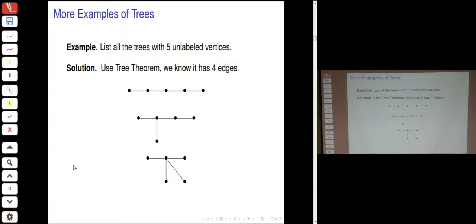So what do we know? We know that if it's a tree with 5 vertices, it has exactly 4 edges. This is a theorem we know. Now, how can we organize the 4 edges? We look at the possible degree of a vertex. The maximum degree it can have is 4. You only have 4 edges, so the maximum degree a vertex can have is 4. Suppose you have a vertex which has 4 outgoing edges, then you use all the 4 edges. That's the only possibility.